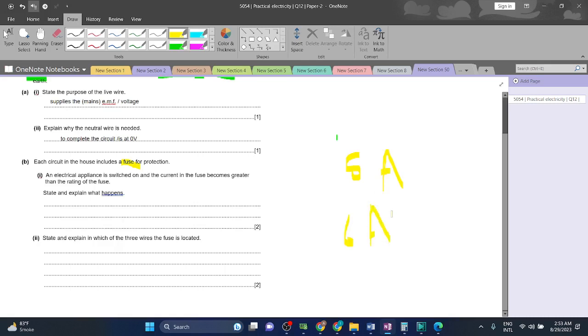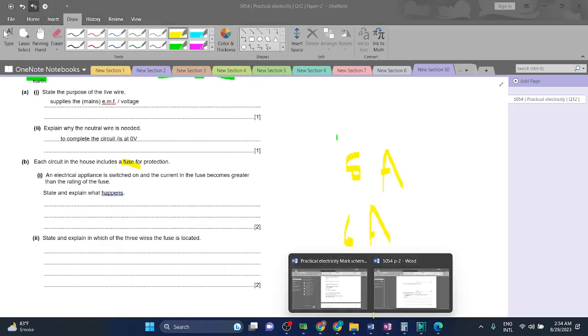And when the current becomes 6 amperes, what will happen? It will start to detect something unusual. And when the fuse starts to detect something unusual, which is an unusually high current, it starts to melt or blows up. Okay? That is how the fuse protects us. So that is what is going to happen.